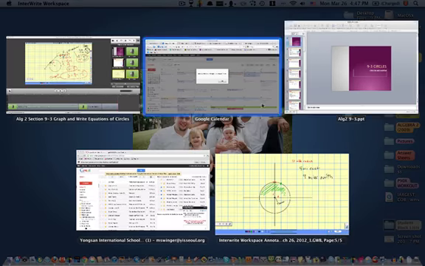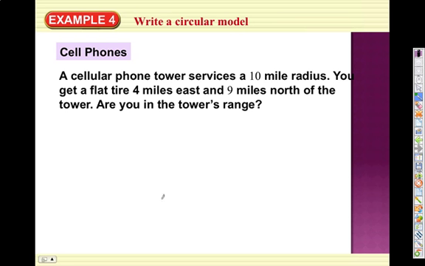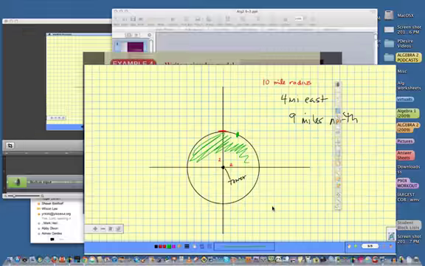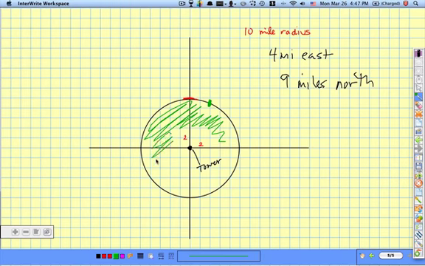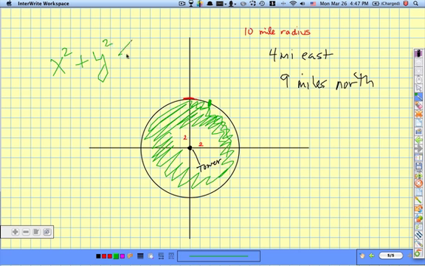Let's go back to the question just so you see it again. Are you in the tower's range? If I said, are you outside of the tower's range, we'd be looking on the outside of the circle. But it says, are we in the tower's range? So it's basically asking you, are we on the inside of the circle or not? Well, you just set up an inequality. If we're asking, are we on the inside, we'd say x squared plus y squared is less than r squared.